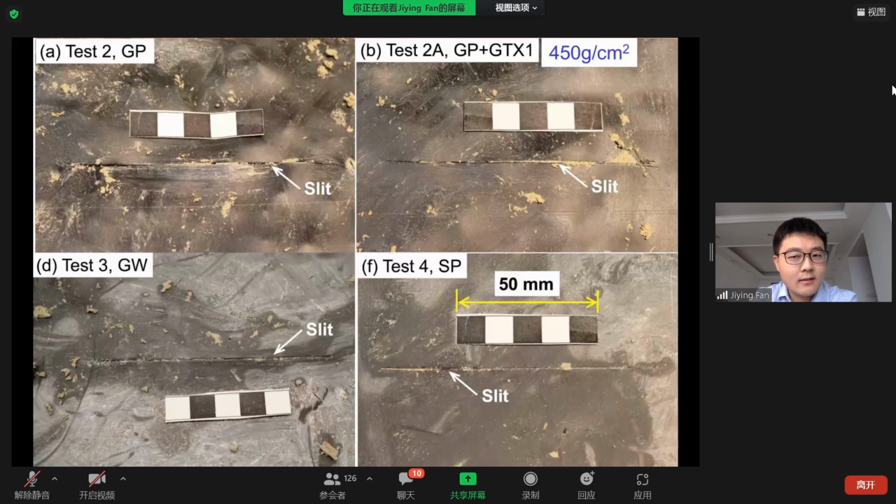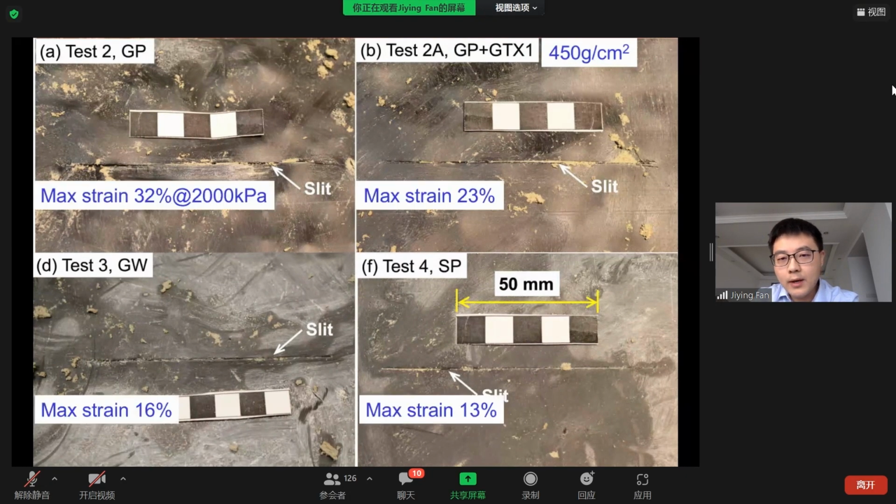And now we can connect the opening width with the indentation. Based on the publication, the indentation can be reflected by the geomembrane tensile strain. So we present the geomembrane tensile strain here and the reference. Attention should be paid here: the maximum tensile strain is obtained at 2000 kilopascals and published in a separate paper.